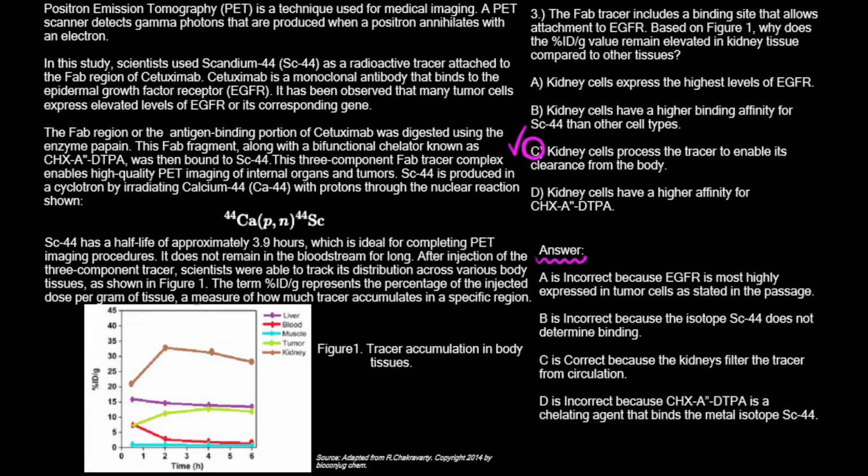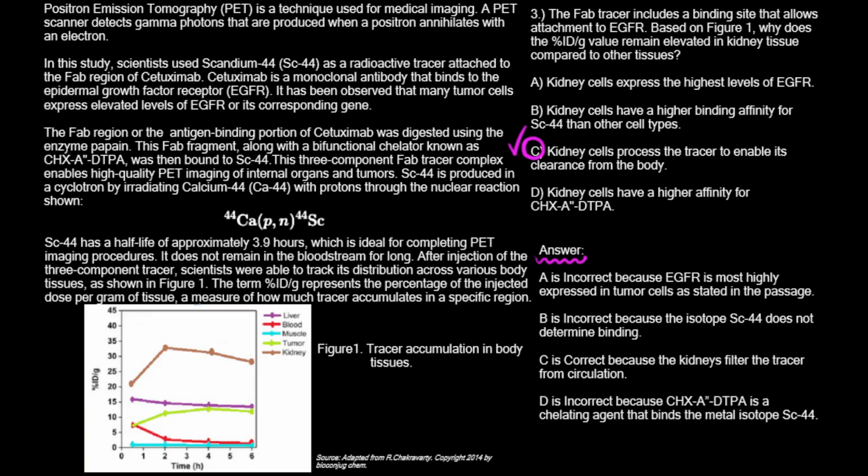So let's quickly go through the options. In option A, it is stated that the kidney cells express the highest level of EGFR. This is wrong because the passage explicitly states that it is the tumor cells that express the highest levels of EGFR. B says kidney cells bind more SC44. This option is also wrong because SC44 does not bind EGFR.